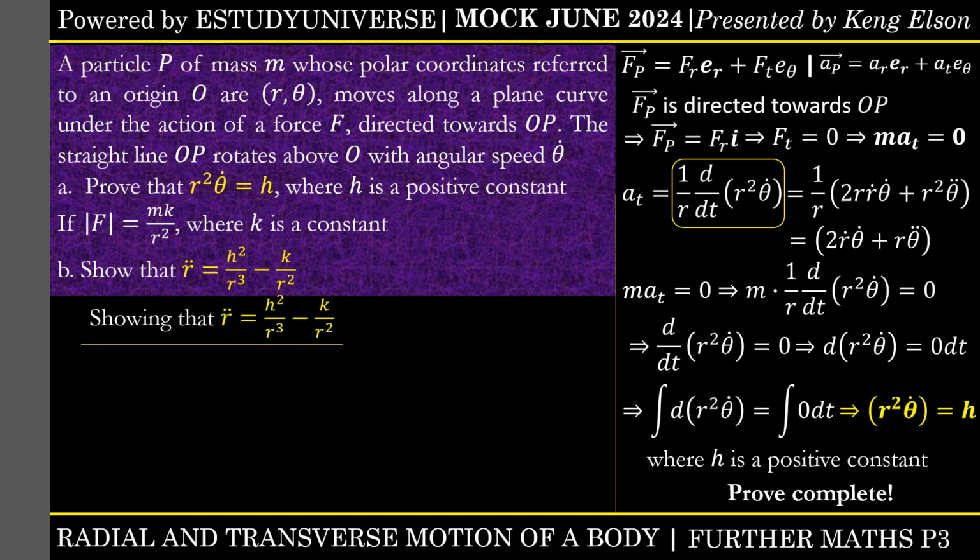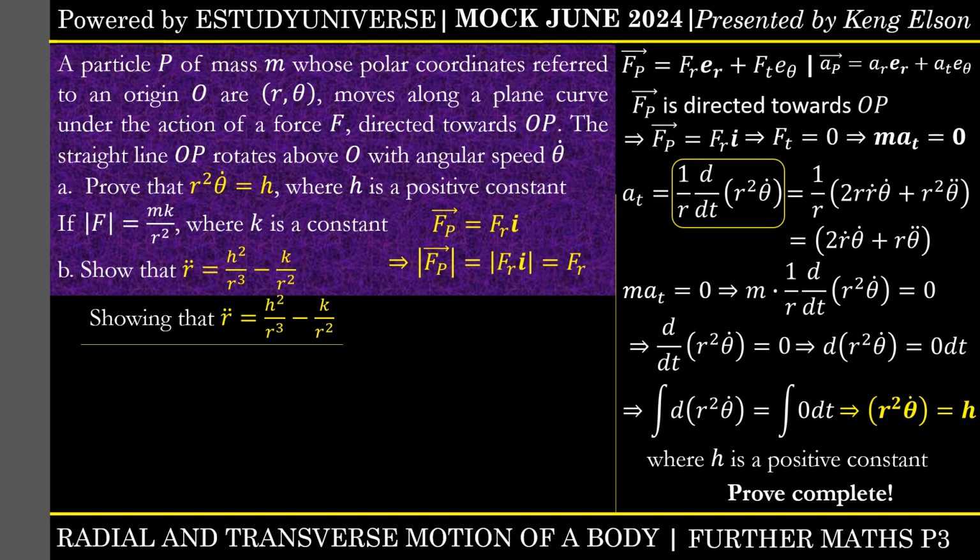Now let's move on to proving the b part of the equation, proving that the second derivative of r is h squared on r cubed minus k on r squared. First of all, we have a condition to be able to prove this, and the condition is that the magnitude of the force is mk on r squared. We have seen that since the force was moving towards OP, the transverse component is 0, which means that the force is just the radial component, which is Fr.